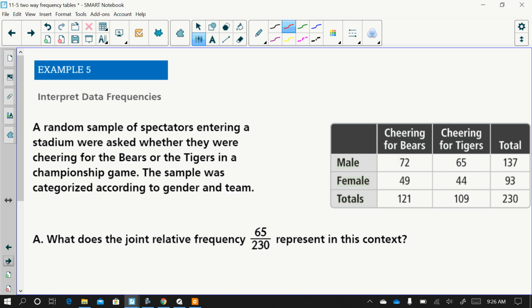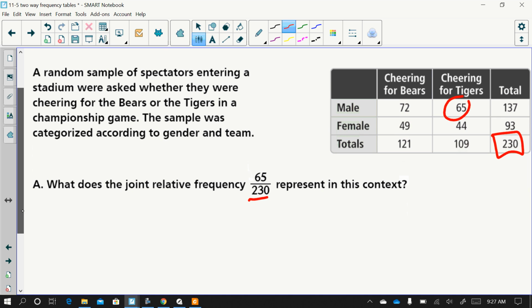So now we're going to be given some frequencies, and we need to figure out what those mean. A random sample of spectators entering the stadium were asked whether they were cheering for the Bears or the Tigers in the championship game. Samples categorized according to gender and team. So what does the joint relative frequency, 65 out of 230, represent in this context? Well, let's take a look at where those numbers are. 230, that's my total. 65, I see it right here. So this says there are 65 males cheering for the Tigers out of 230 total people.